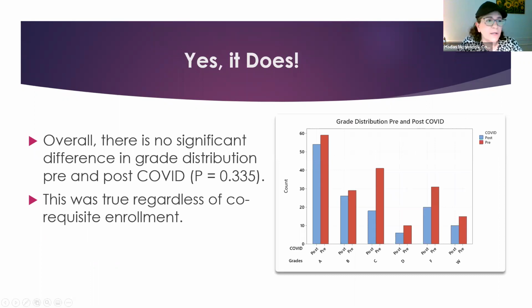So as you can see here in the bar graph and in the p-value, there's not much significance in the grade distribution pre and post COVID. Again, I'm looking at the percentage of A, B, C, D, and F and W overall. And this was actually true regardless of whether students were enrolled in the Corequisite or not. If I took only those that were in the Corequisite, I would get the same kind of distribution of grades, of course with a much lower count of students.